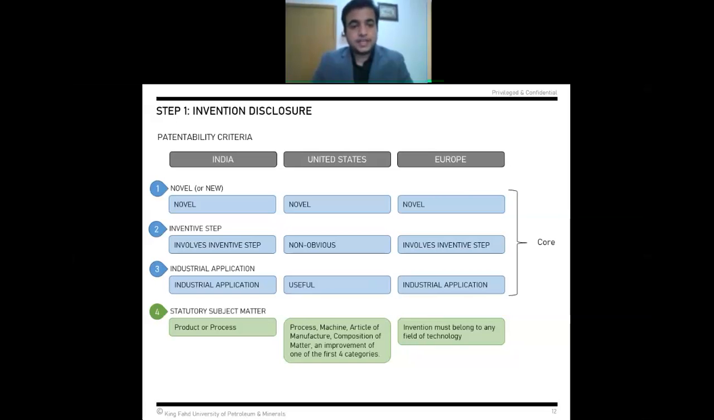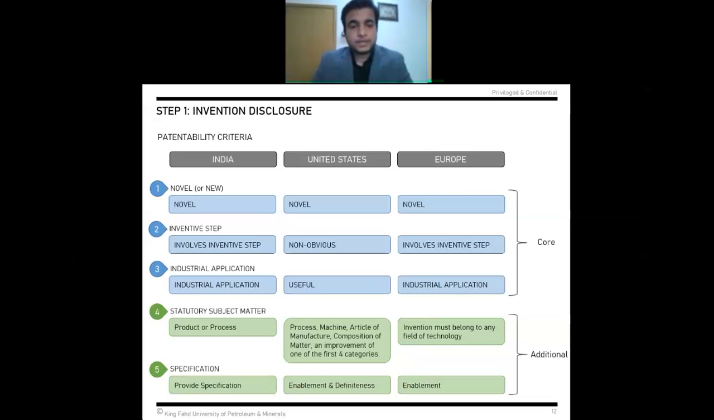And the last criteria is specification. The Indian patent law says that the patent application should have enough specification, which means enough details, so that when a person reads the patent application, he or she should be able to create the invention without undue experimentation, which means that an inventor has to describe his invention in so much detail that if a person reads the patent application, he should be able to produce that invention.